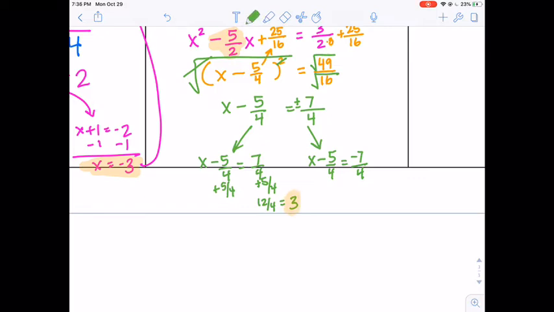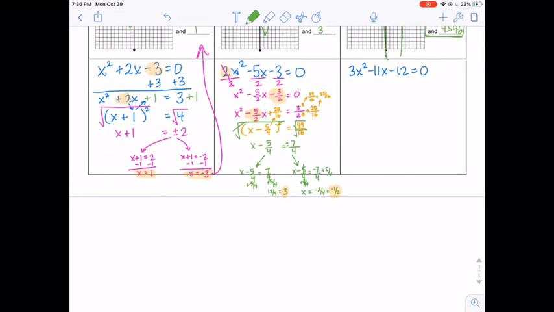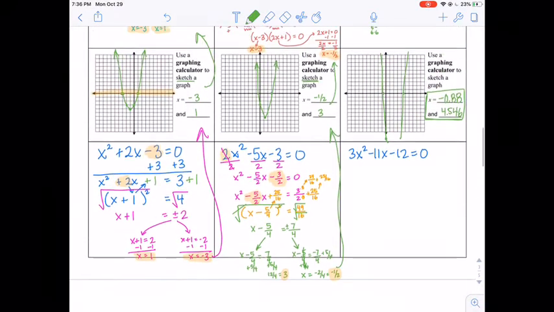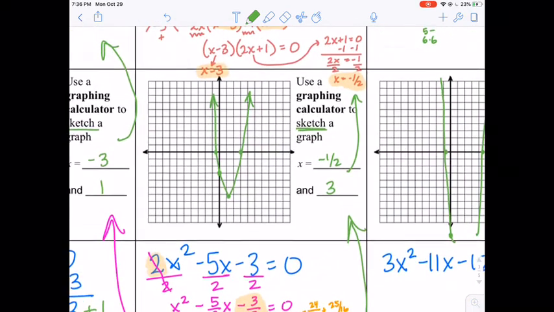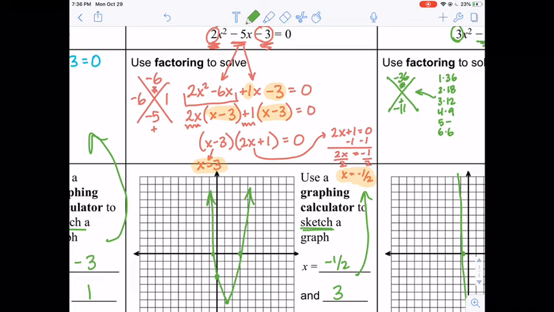And then on this side, I'm going to add 5/4 on both sides. That's going to cancel these. Gives me x equals negative 2/4. Or as we know, that can simplify to negative 1/2. So we can see the same negative 1/2 and same 3 as we had up here when we graphed it out. Right? Obviously graphing pretty simple, and factoring fairly simple as well.